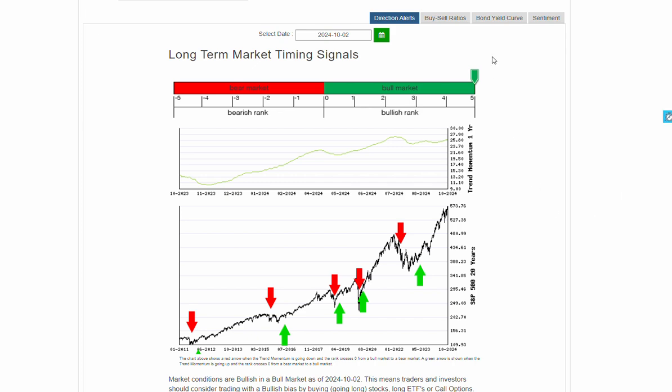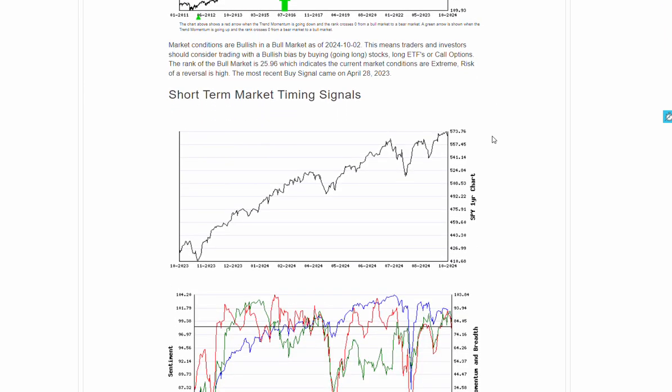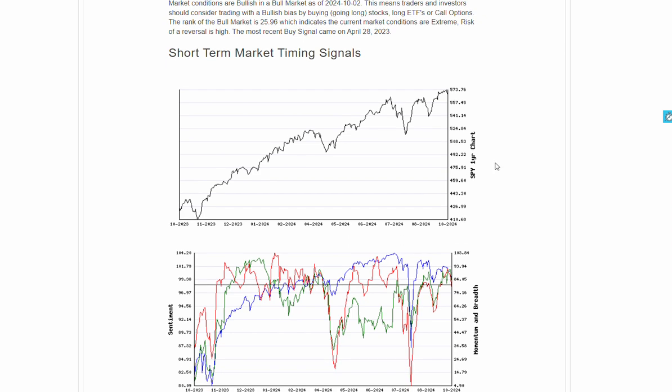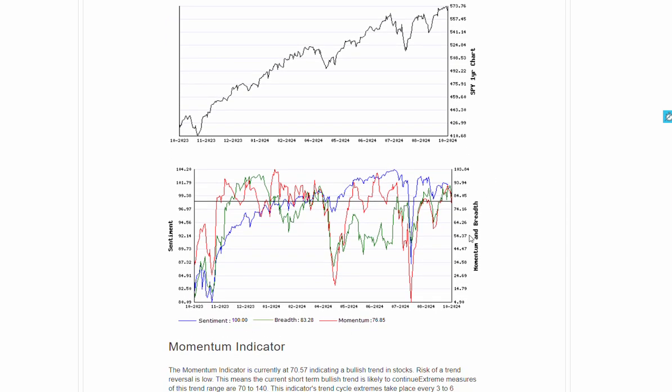Okay, and there's another factor to that. That's the bond yield curve. I'll touch on that. We talk about it every single week because I want to continue to bring that up. But some of the other shorter term signals that we focus on, there are really three pieces to this puzzle. And that is, we want to look at sentiment, we want to look at breadth, and we want to look at momentum.